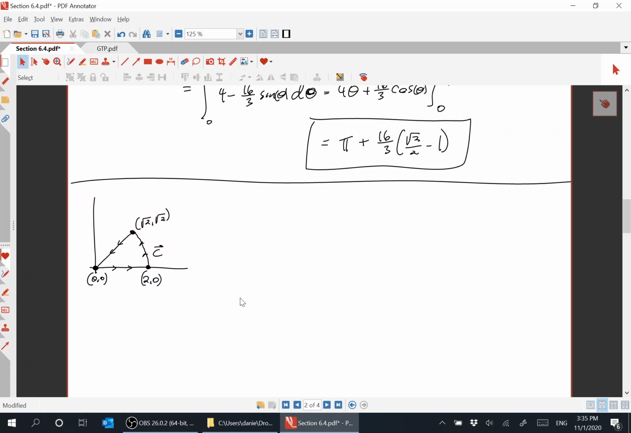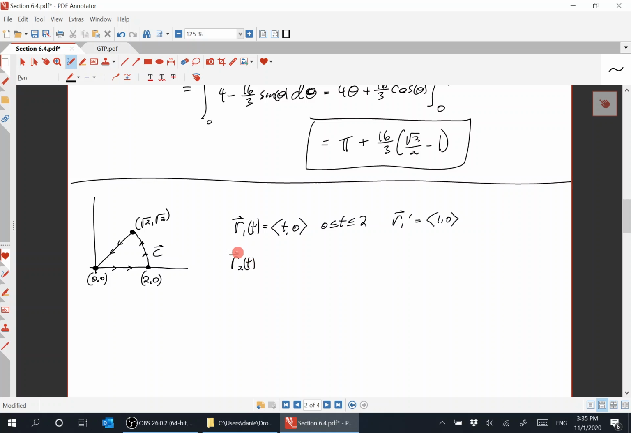Right, we've got these 3 different parts of C. The first part, from here to here, R1 of t, is equal to x equals t, y equals 0, with 0 less than or equal to t less than or equal to 2. And R1 prime is going to be equal to (1, 0).